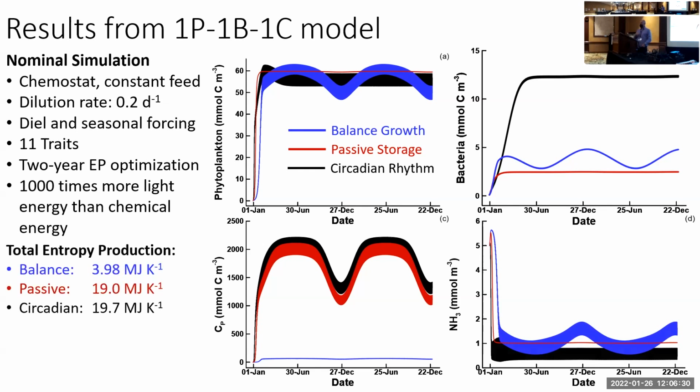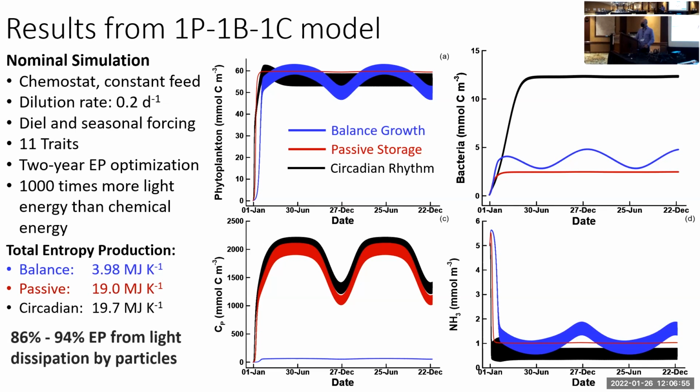The big difference is when you look at energy dissipation in these 3 scenarios. For the balanced growth scenario, you're only dissipating about 4 megajoules per Kelvin, while in the other 2 strategies, you're much higher than that, up closer to 20. However, in this scenario, there's not a big difference between the passive storage and the circadian rhythm.